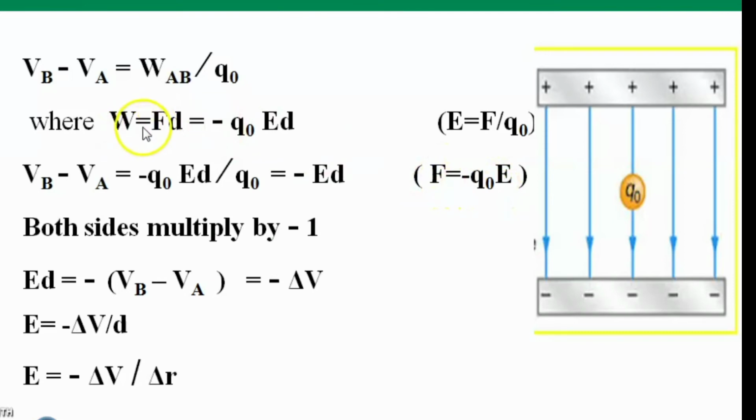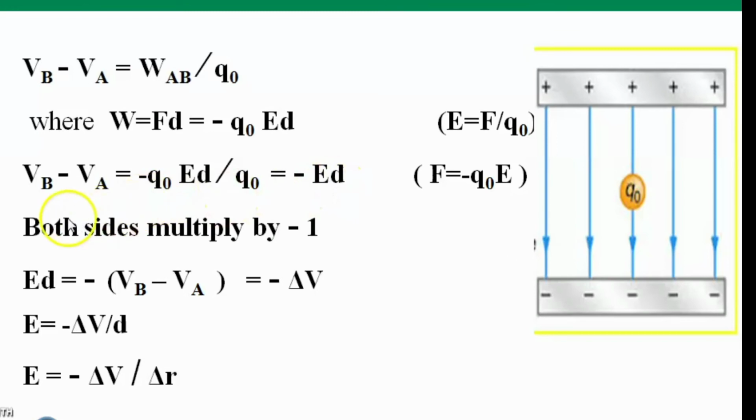So the work done is equal to force multiplied by distance, and we know that the applied force is equal to minus Q naught E, multiplied by distance. Now put the values in the above equation. So the above equation becomes VB minus VA is equal to minus Q naught E D upon Q naught. These two Q naught will be cancelled. So the potential difference VB minus VA is equal to minus ED. E is the intensity, D means the distance between the plates.